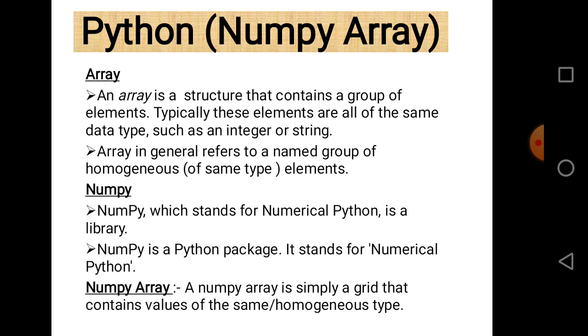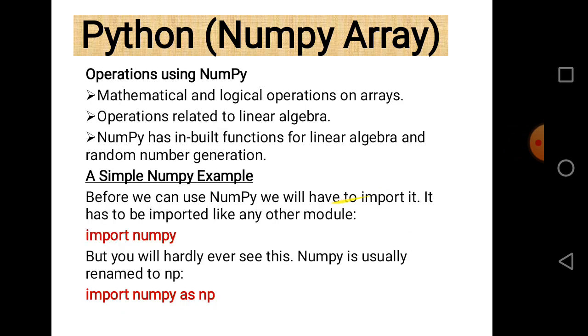And the second thing is NumPy. What is NumPy and what does NumPy stand for? NumPy stands for numerical Python. It is a library, a Python package, and it stands for numerical Python: Num for numerical and Py for Python. So that is the full form of NumPy. And a NumPy array is simply a grid that contains values of the same, or homogeneous, data type.